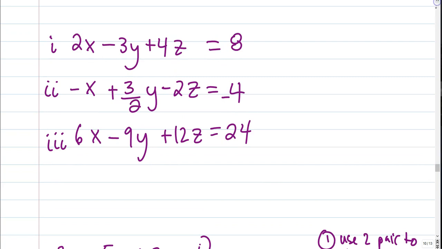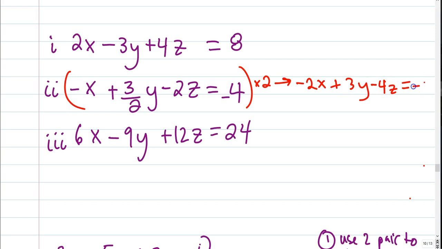Here's another example. It looks a little terrifying. I'm going to choose a variable to get rid of, but I don't like this fraction. So I'm just going to take equation 2 and multiply it by 2 right off the bat. So that becomes negative 2x plus 3 over 2 times 2 is just 3, minus 4z is equal to negative 8. Well, now I have a negative 4z, and up here I have a positive 4z, so that's not bad. I could actually eliminate the z's again. And since a lot of people are intimidated by that, we'll do it.